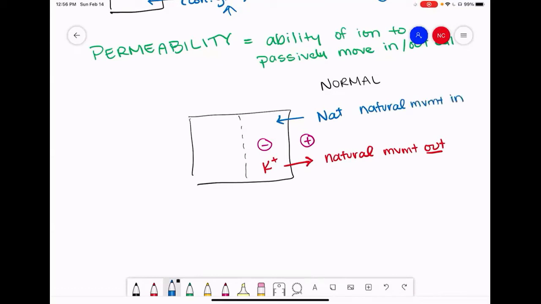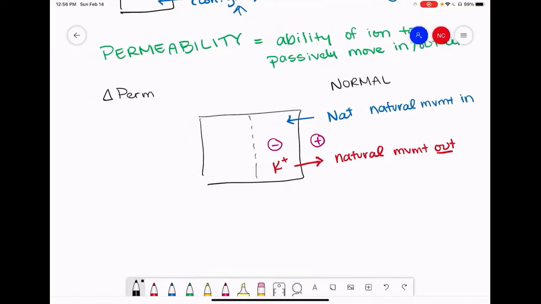Okay. So part of the lab is to say, what if we change the permeability? Right? So this is the passive movement. That's just what naturally happens due to the concentration gradient. But what if we change permeability? So that's our second scenario over here.